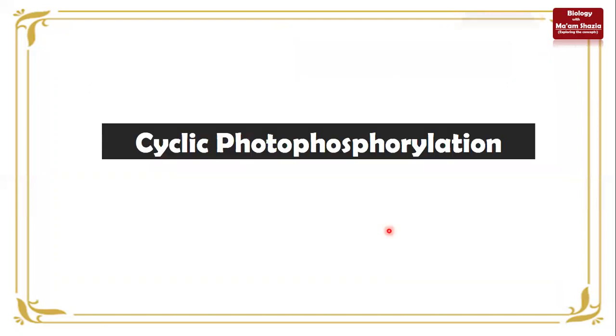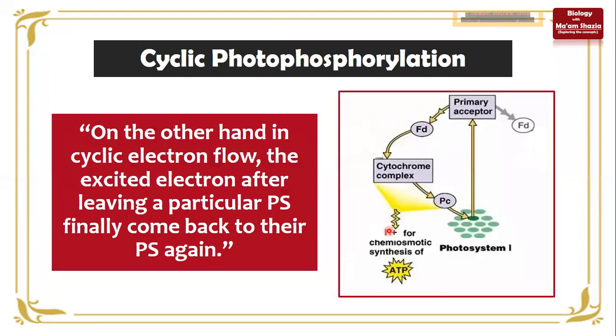Now, cyclic photophosphorylation. The next step is cyclic photophosphorylation. If you can recall, this is PS1, photosystem 1. Cyclic photophosphorylation involves only one photosystem and only one ETC, so it has some differences from the non-cyclic. It involves only photosystem 1, one photosystem, and one ETC.